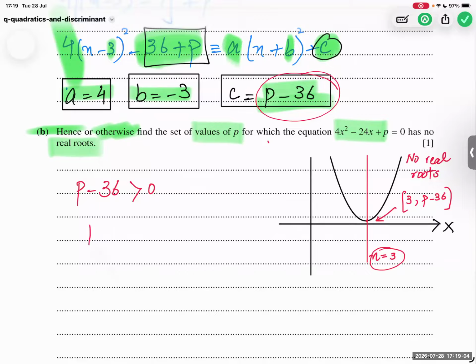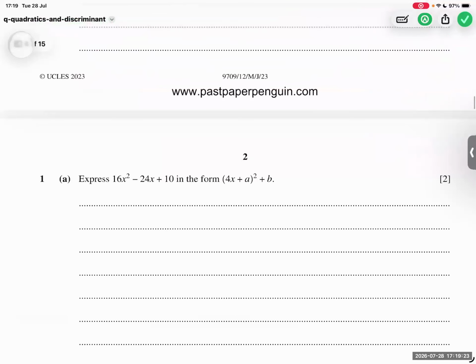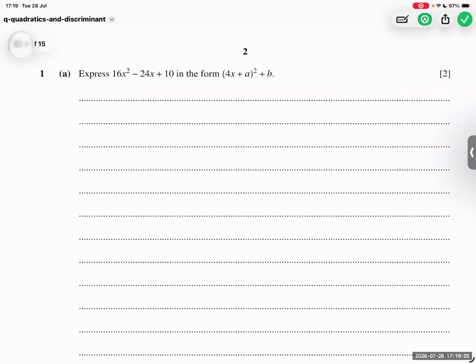Okay. So then it is going to be p is greater than 36. So that is the set of values of p for which this is greater than 0. I hope it's clear, right? Yes. Okay. Now this is the same question.